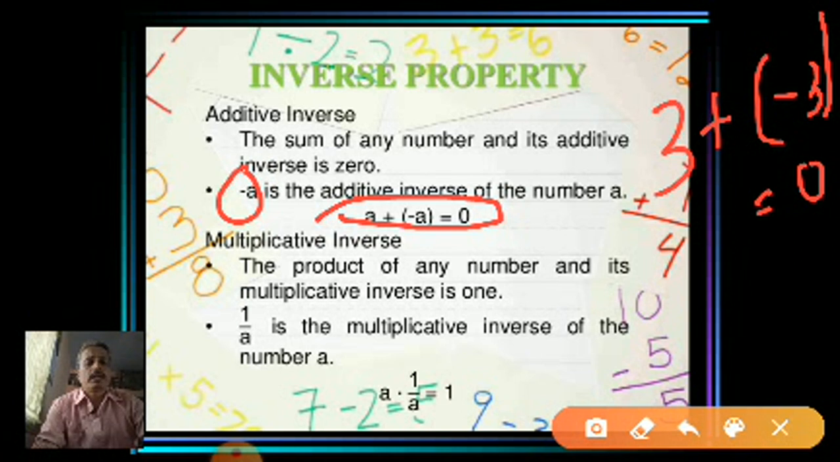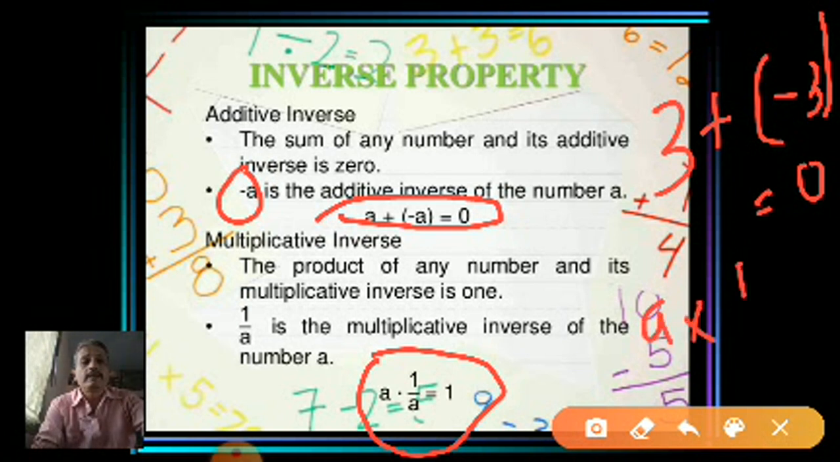Suppose there is a number a. What is the multiplicative inverse of a? Simple, 1 upon a, that gives the answer 1. See, here is the answer: a into 1 upon a is equal to 1. Remember the thing? A number is multiplied with the reciprocal of that number. Suppose here the number 9 is there. 9 multiplied by 1 upon 9 gives the answer 1.